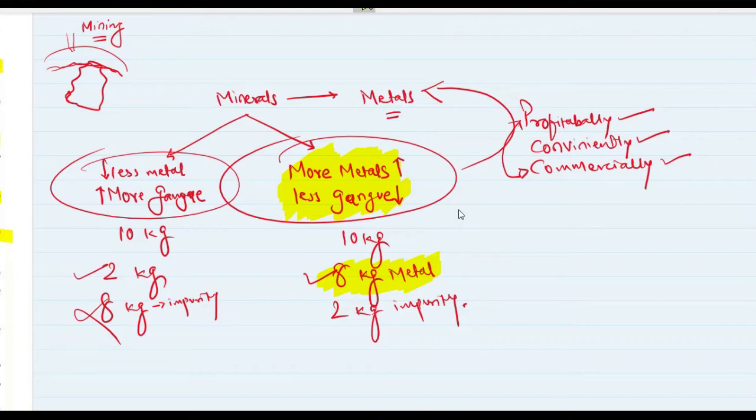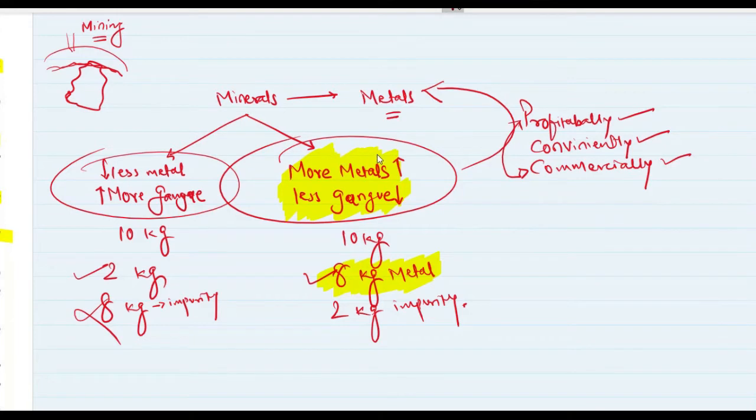So I was talking about two kinds of minerals. We are interested in the second kind. This second kind of mineral, which has got more metal component in it, is one from which metals can be extracted profitably, conveniently, and commercially, by making more profit, by making it more worthwhile, by making the whole process of extraction of metal more profitable.